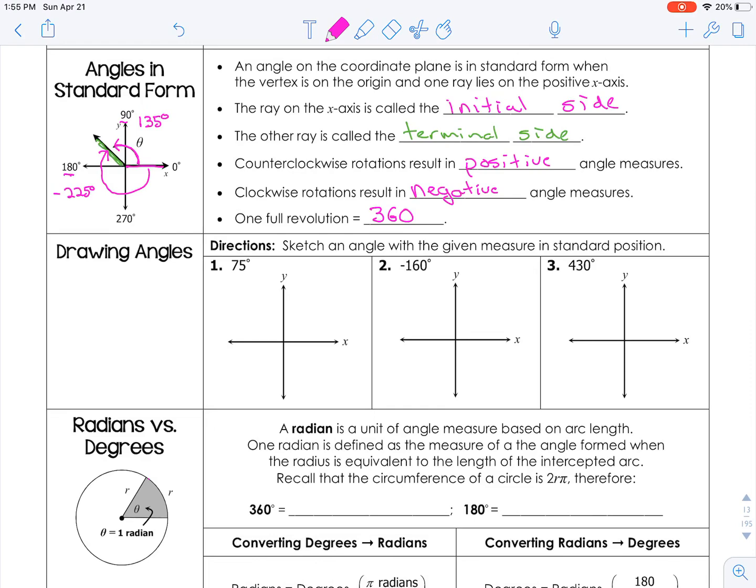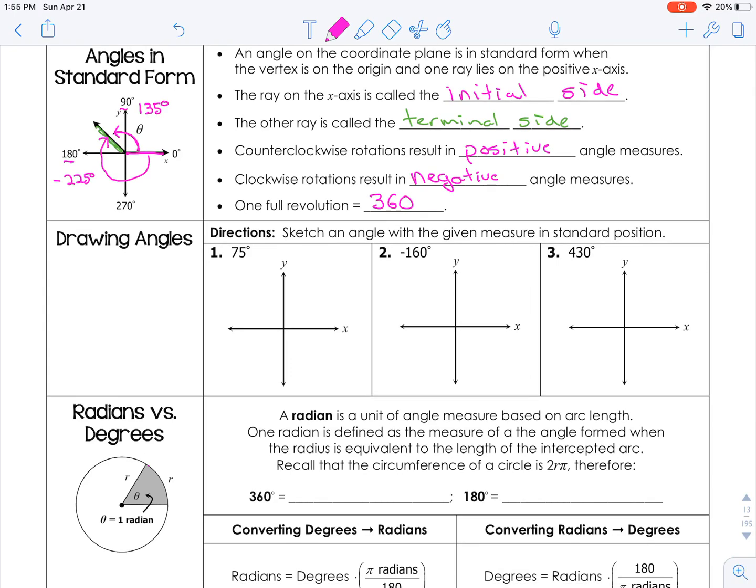Number one, drawing angle. Sketch an angle with the given measure in standard position. So 75 degrees, well, that's positive, so it's going to come up in this direction. We know that this is 90, so that would probably go to about here. Negative 160 is going to go in this direction. So we're getting to negative 90, and if we get all the way this far, we're to negative 180. So negative 160 would probably be about like that.